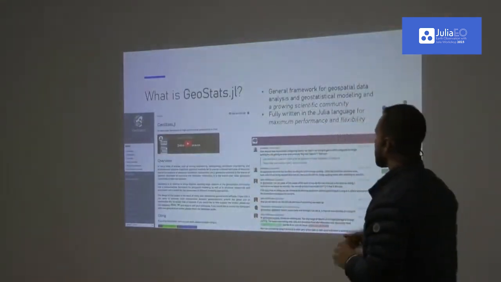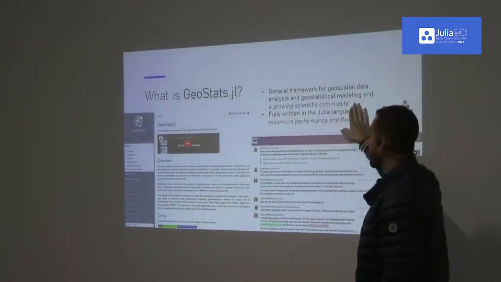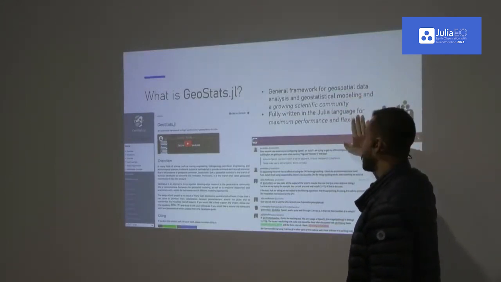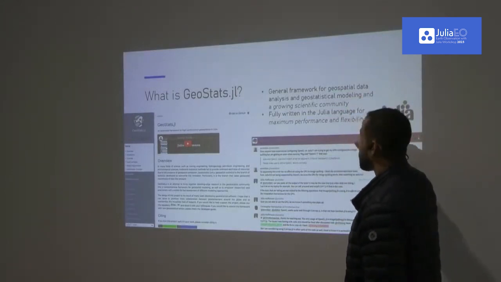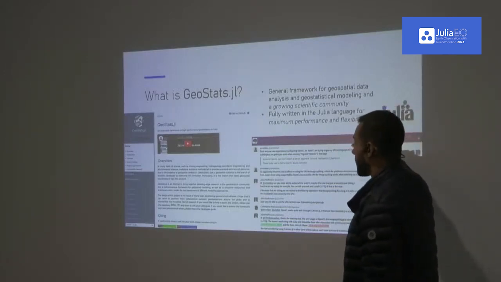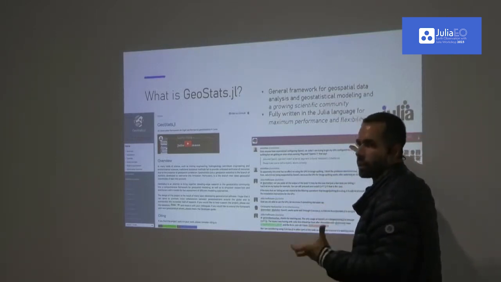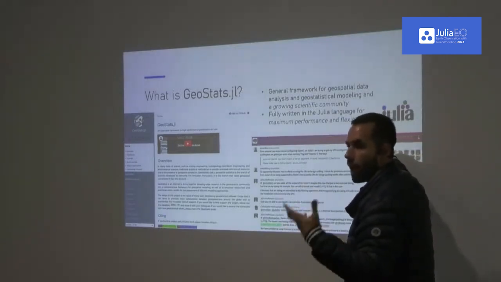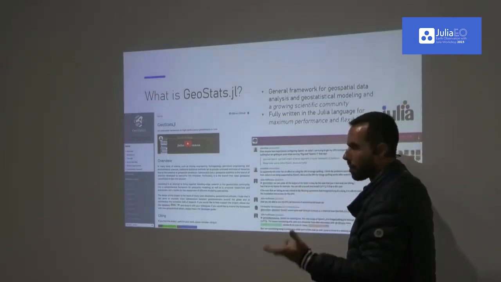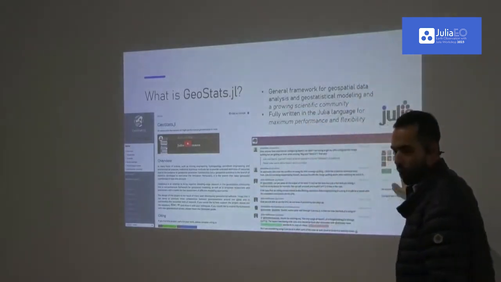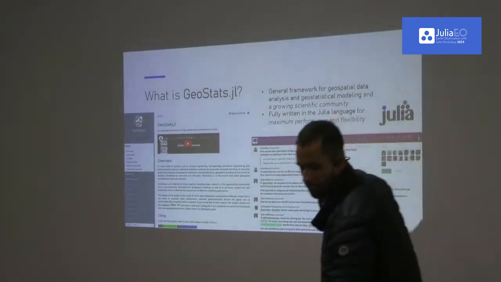So what is Geostats.jl? Geostats.jl is a general framework for geospatial data analysis and modeling. It's a growing scientific community. As you see, there are many publications coming out using the framework already. I will just touch some of them. It's fully written in Julia, so if you've seen some of the efforts in the Julia community, this one is purely written in Julia. We made this design decision of not depending on external libraries for maximum flexibility, right? We want our users to become contributors and active developers of the framework. There is documentation and there is a forum where you can ask and interact with the community.